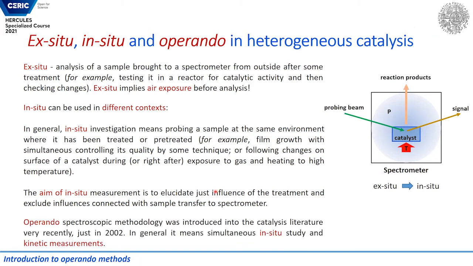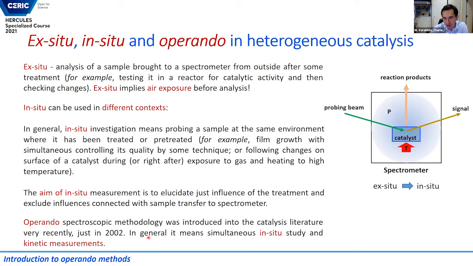And then operando is quite a recent term, which was introduced around 2002 at one congress, and it means that you do an in situ study, so you measure the influence of some treatment. However, in the case of heterogeneous catalysis, you also do detection of products. So you do kinetic measurements.